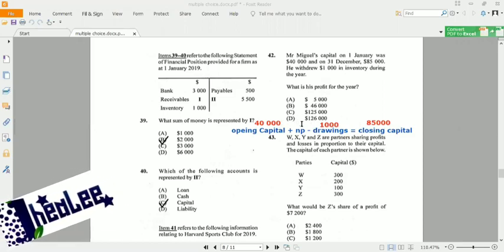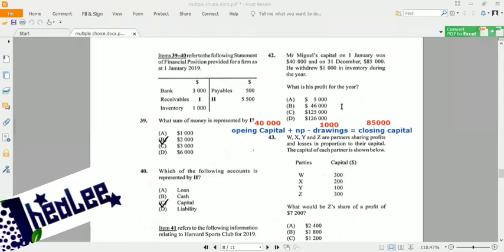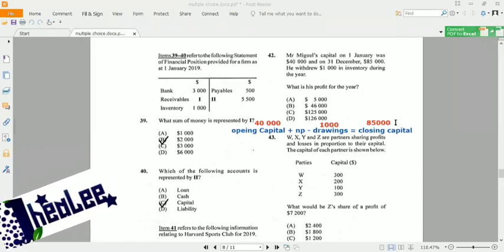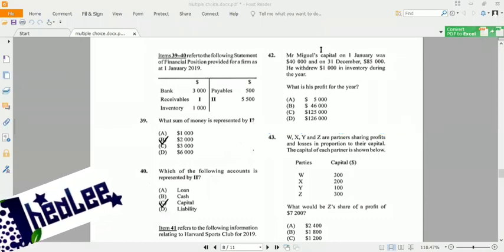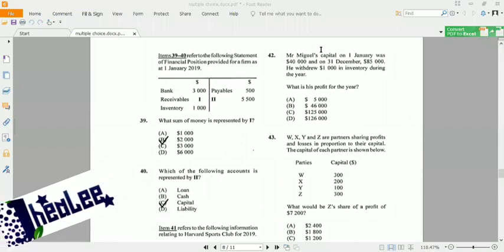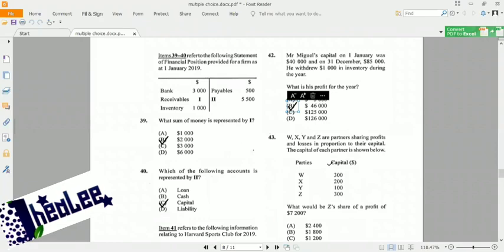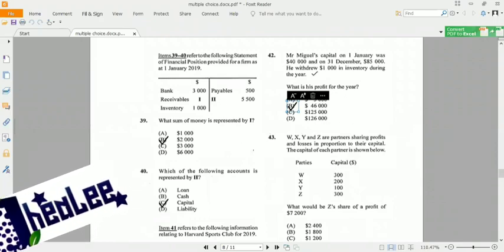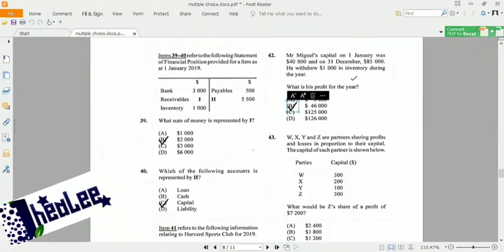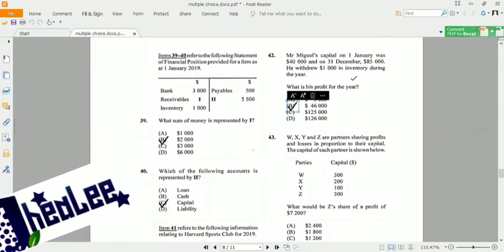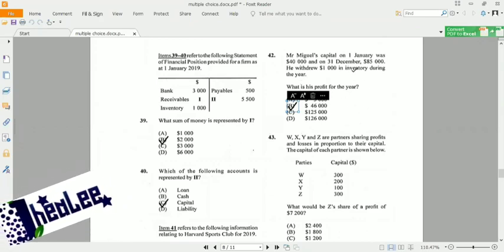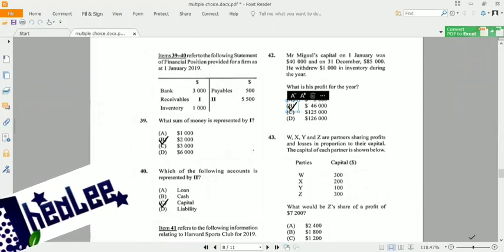So we have 39 on this side, and if we take it over, once it crosses the equal sign, we're going to change the sign from positive to negative. 85 minus 39 leaves us with 46,000. Lovely. So the response there is B. Questions like these tend to come on the exam, for you to find net profit, for you to find what was the drawing for the year. So questions like these are usually on the exam.